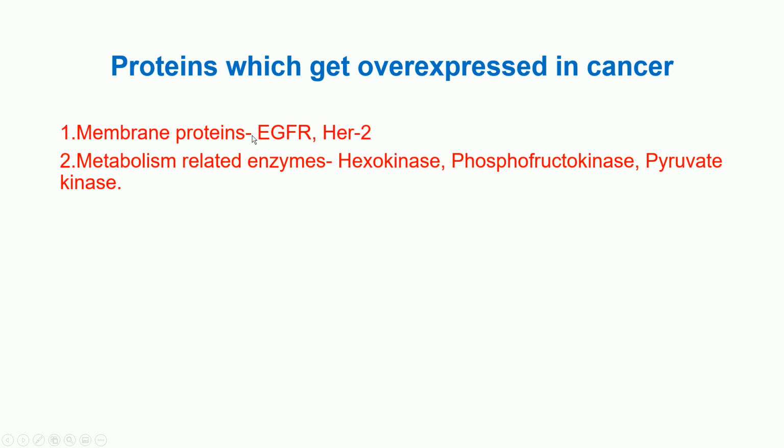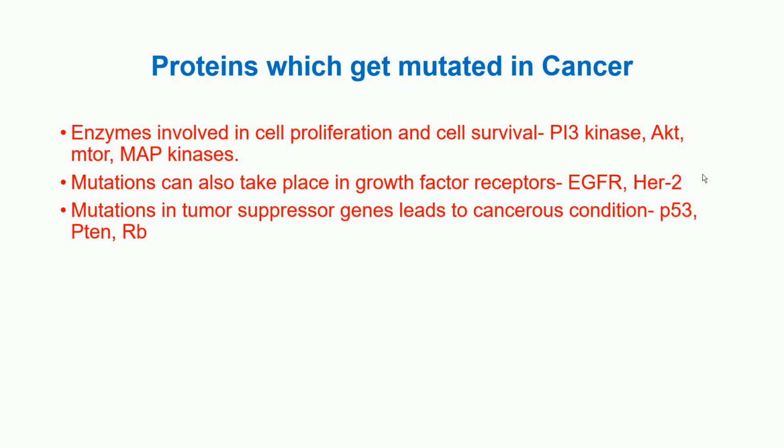An example is the membrane proteins like EGFR and HER2. These are two membrane proteins which get overexpressed in cancer. And there are more examples of some enzymes like hexokinase, phosphofructokinase, and pyruvate kinase. So these are some of the proteins, basically the enzymes, which get overexpressed in cancer. And this is the example of some of the proteins which get mutated in cancer, which means they get changed.